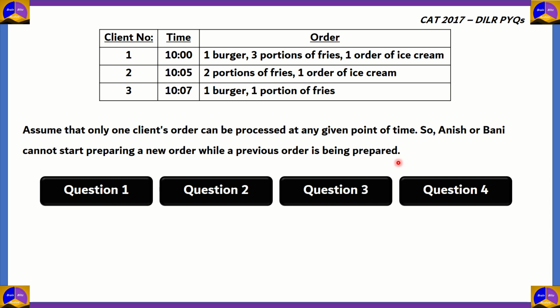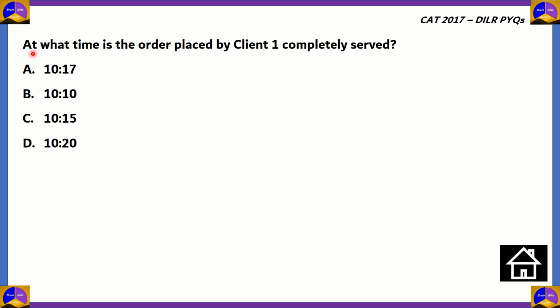Now, associated to the given information, we have 4 separate questions. Let's start off with the first question. At what time is the order placed by client 1 completely served? 10:17, 10:10, 10:15, 10:20. Now, let's go back home and see what did client 1 actually order.